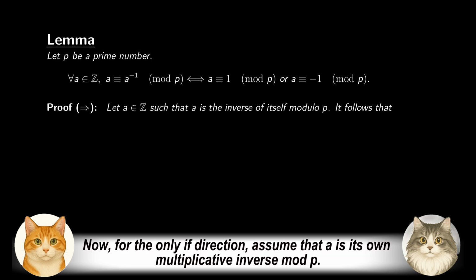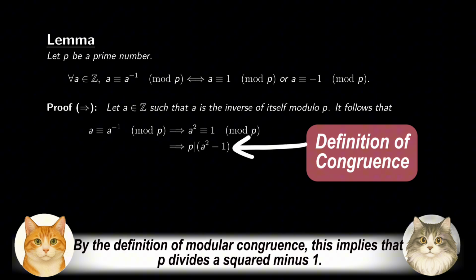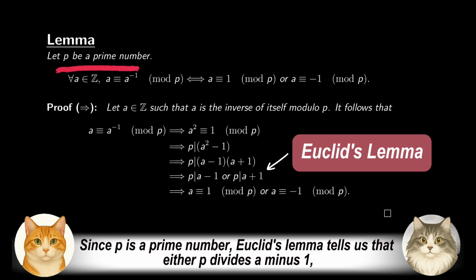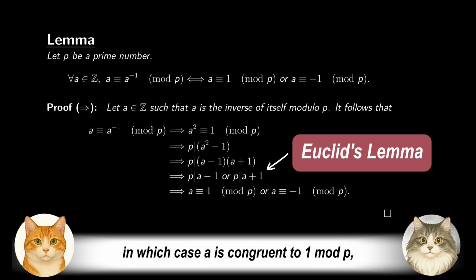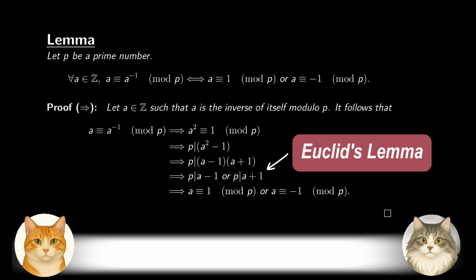Now for the only if direction, assume that a is its own multiplicative inverse mod p. That means a squared is congruent to 1 mod p. By the definition of modular congruence, this implies that p divides a squared minus 1. This expression can be factored as (a minus 1)(a plus 1). Since p is a prime number, Euclid's lemma tells us that either p divides a minus 1, in which case a is congruent to 1 mod p, or p divides a plus 1, in which case a must be congruent to -1 mod p. This completes the proof of the lemma.